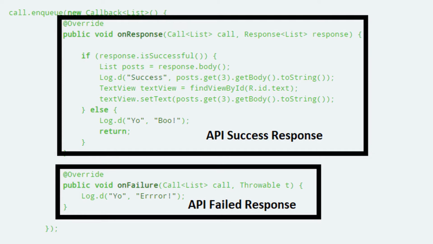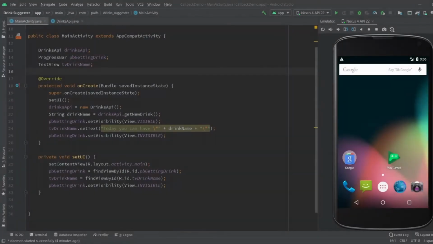Okay, enough of theory. Let's dive into the code and create one ourselves. So I have created a very simple application in which strings are suggested to the user. When the user opens the application, an API call is made to get the drink's name, and meanwhile feedback is shown to the user in the form of the progress bar.